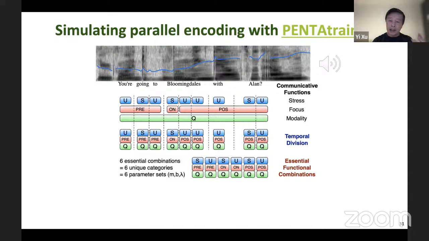And that's what we did when developing PENTAtrainer, which is also available here. With this tool, we actually implemented the idea of how you can have multiple functional local targets. In this case, we have three functions. One is a lexical function, stress, and the other one is focus, and the third one is question. So you can hear the sentence. You're going to Bloomingdale's with Alan? So you can hear the emphasis here, and you can hear it's a question. So F0 keeps rising toward the end. But even with these three levels, the assumption is that all of them contribute to these monosyllabic underlying pitch targets.